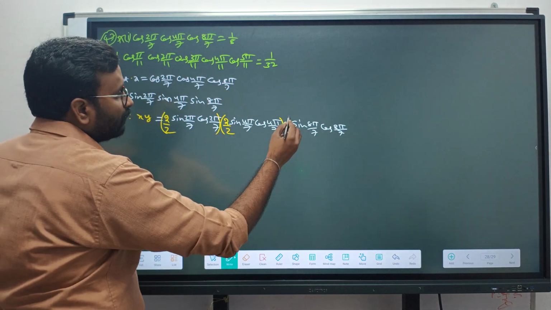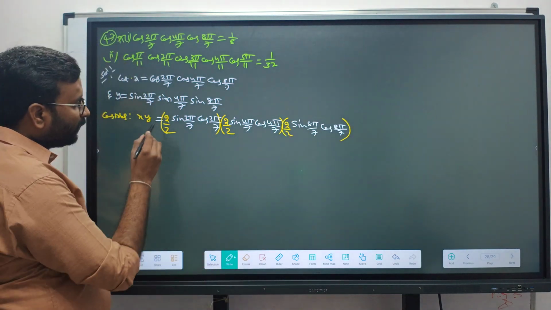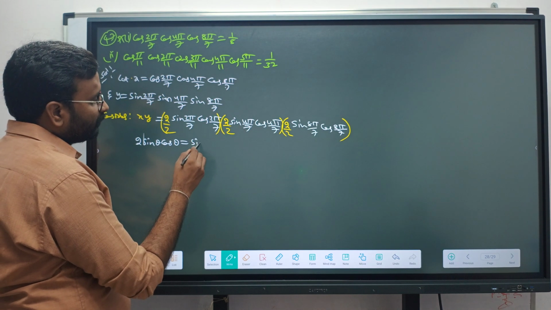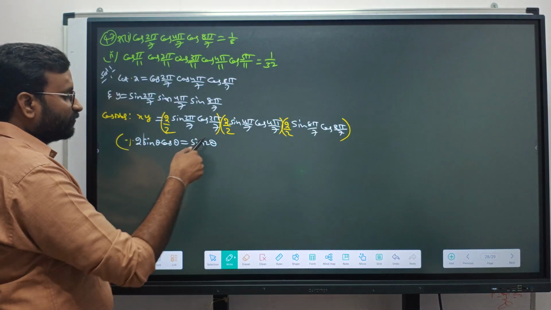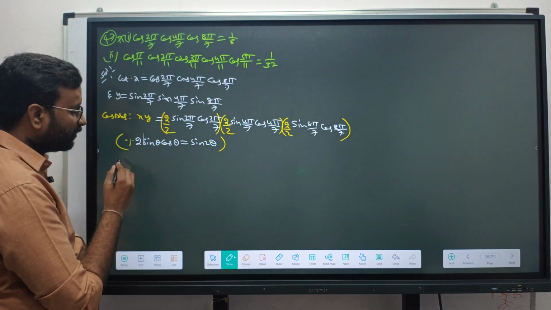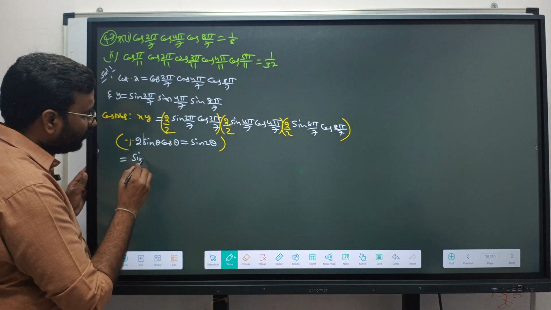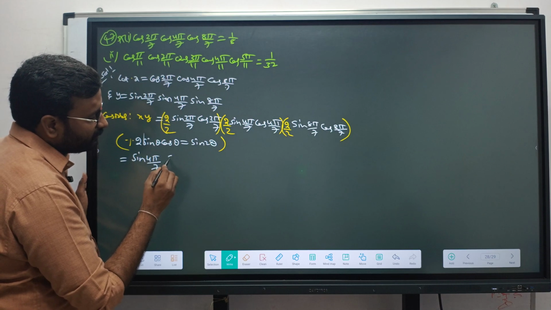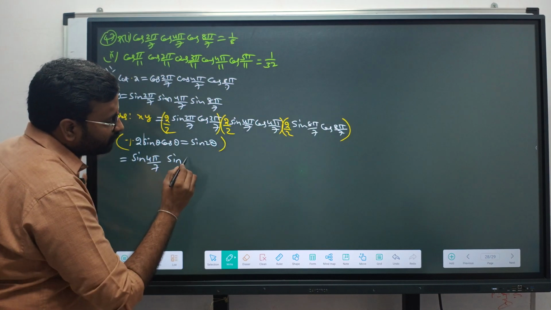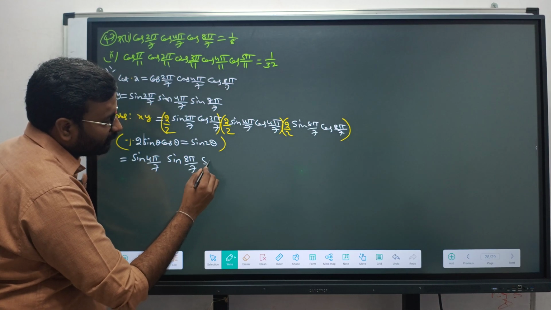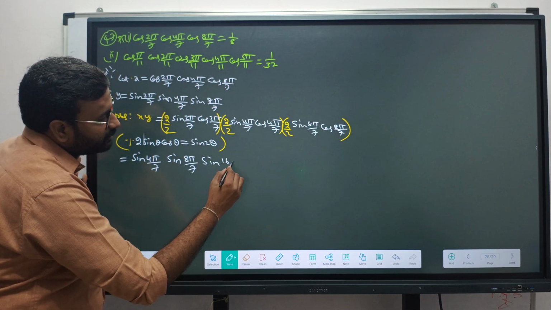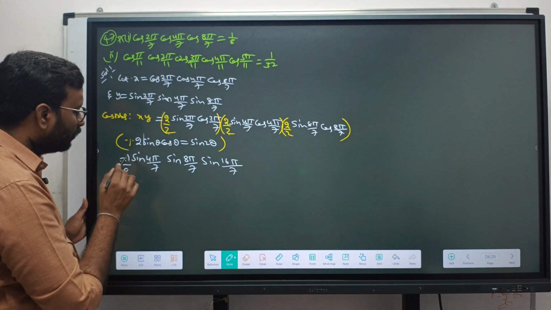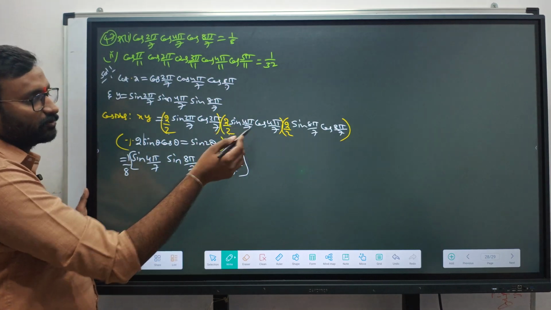Okay? If you observe the numerator, 2 sin theta cos theta is equal to sin 2 theta. This is a formula. 2 sin theta cos theta will become sin 2 theta. Sin 2 theta, 2 into 2, 4 pi by 7. Again, this is sin 2 theta, 4 to 8 pi by 7. Again sin 2 theta, 8 to 16 pi by 7. Denominator 2 into 2 into 2, 1 by 8. 2, 4, 8.